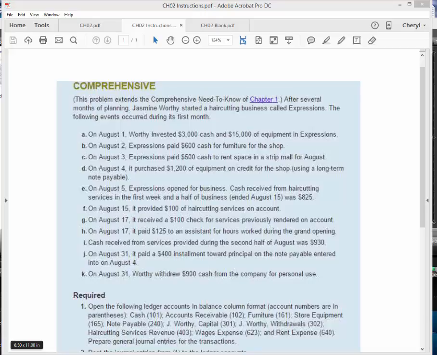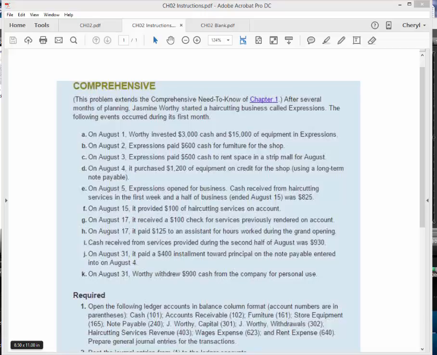Okay, now because we're going to work on journalizing, we've got to understand account titles. Also please make sure you go back and look at the chart of accounts in Chapter 2. And every business is going to be different. So if you look down under the required, it says open the following ledger account balances in column format. Account numbers are in parentheses. So every account must have an account title and an account number.